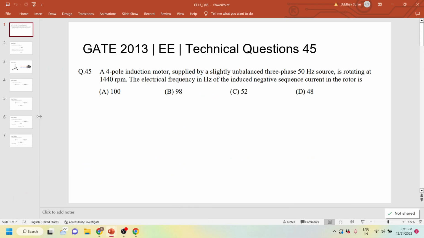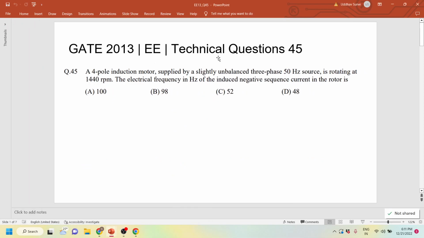Yeah, so let's take a technical question 45, GATE 2013. A 4-pole induction motor supplied by a slightly unbalanced 3-phase 50 Hz source is rotating at 1440 RPM. The electrical frequency in Hertz of the induced negative sequence current in the rotor is.